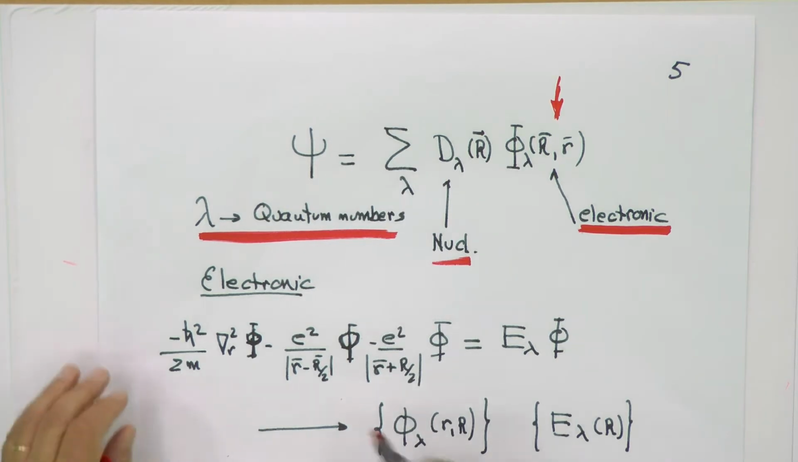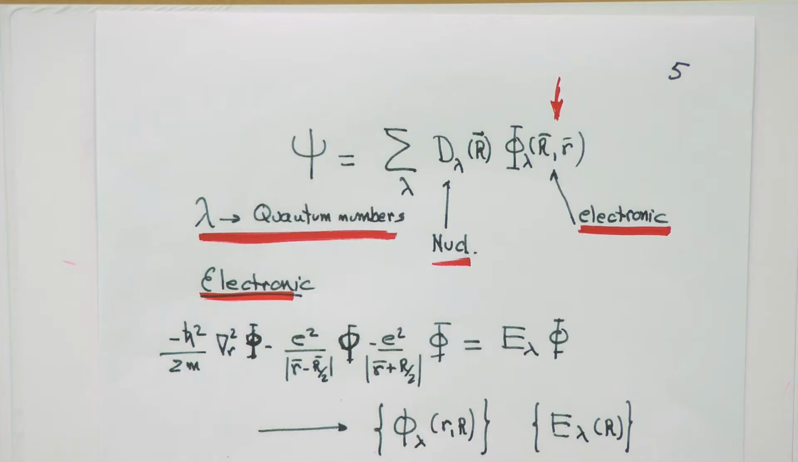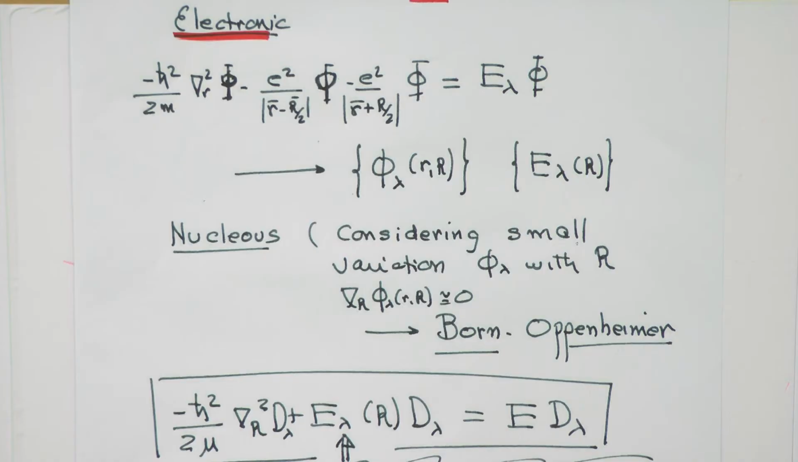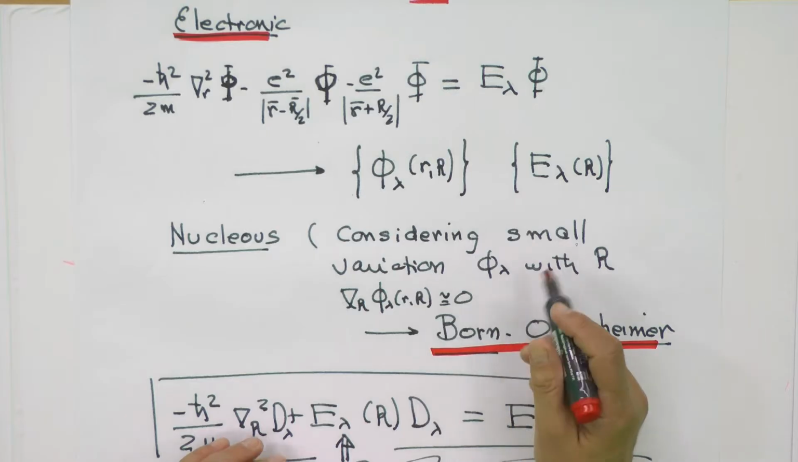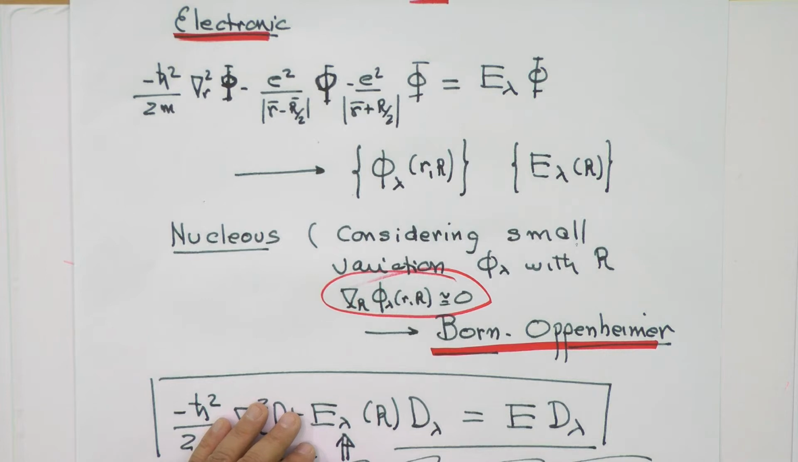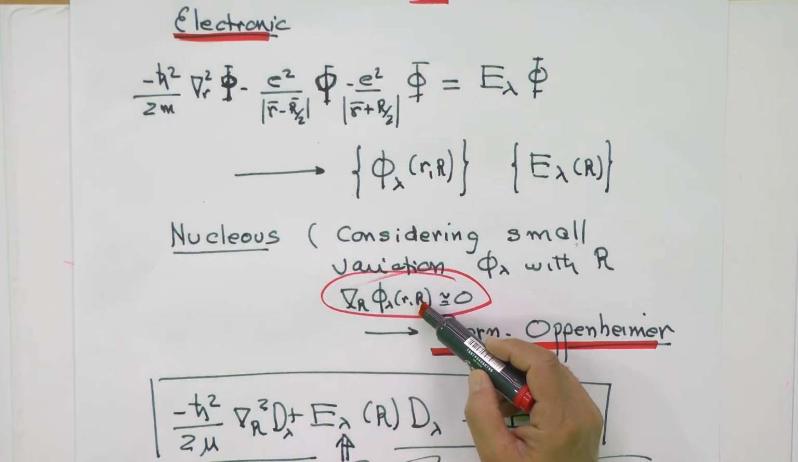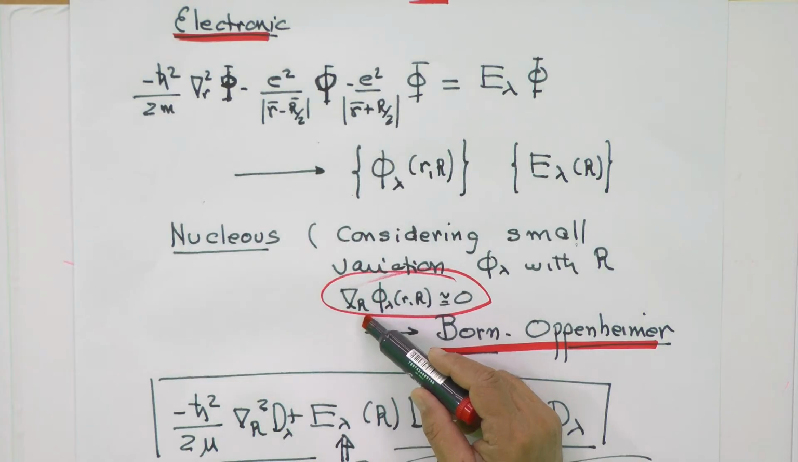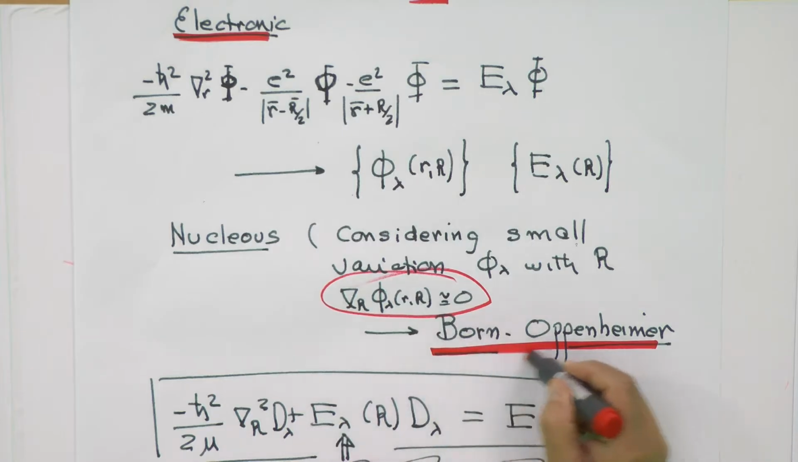And we're going to say, well, let's go to the electronic part only. This is true in what we call the Born-Oppenheimer Approximation. What is the Born-Oppenheimer Approximation? It considers that the variation of everything with R is small. So it's like saying that the wave function of the electron almost does not vary very much with R, or the derivative of this wave function of the electron with respect to the nuclear coordinate is basically zero. This is called the Born-Oppenheimer Approximation.